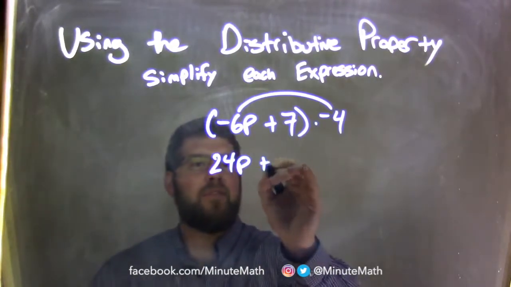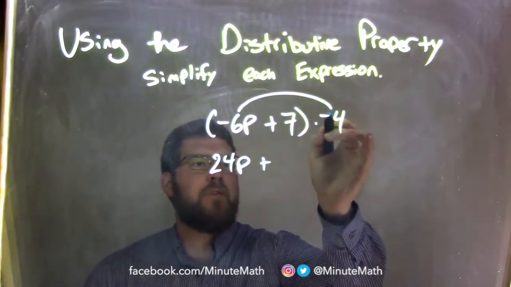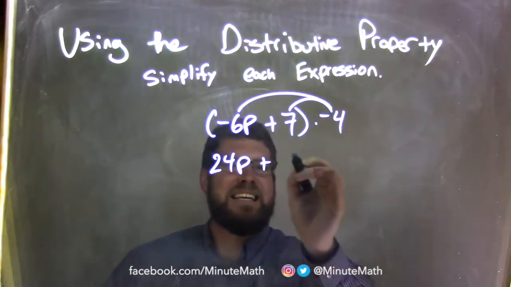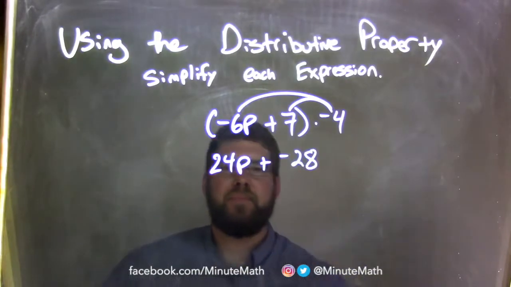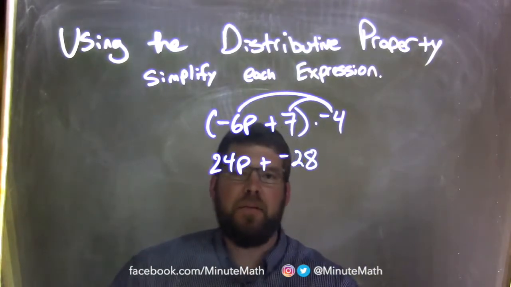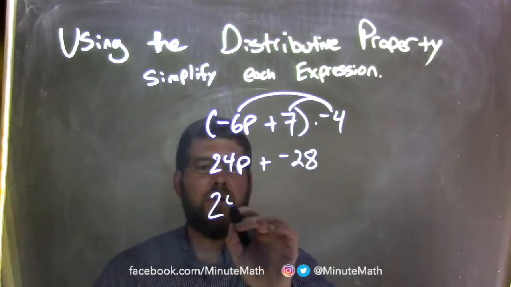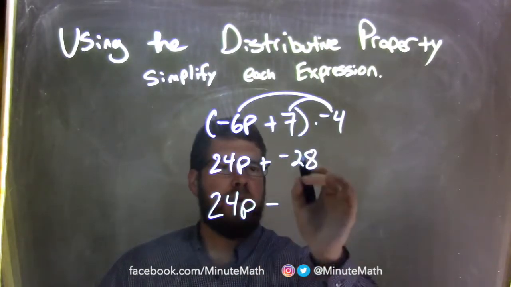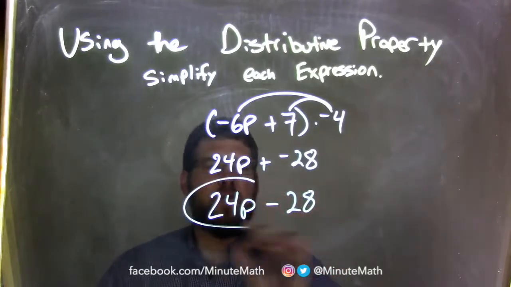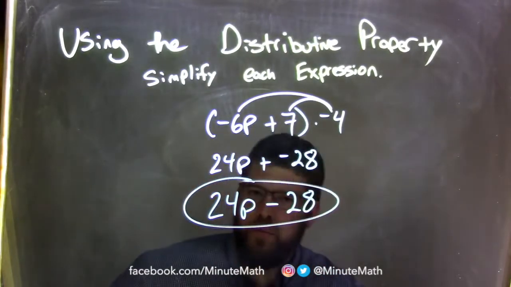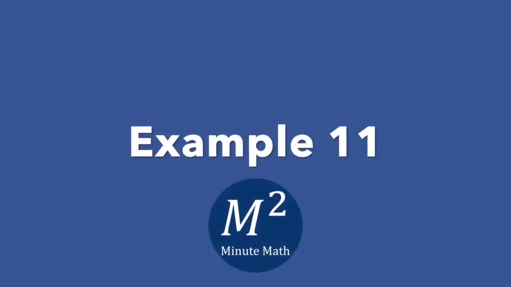So now we bring down the plus sign, and now we see negative 4 times 7, which is a negative 28. Okay? But let's write this more cleanly. Adding a negative is the same thing as subtraction, so we have 24p minus 28, and that is our final answer. Those are not like terms, so we cannot combine them.